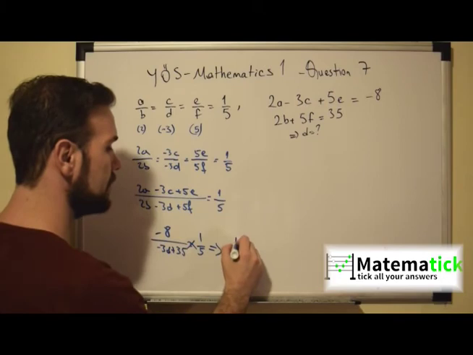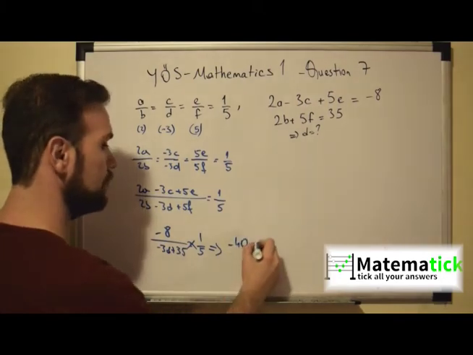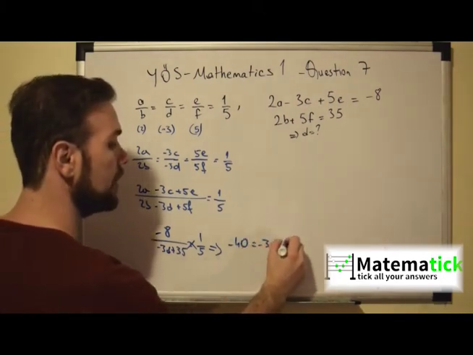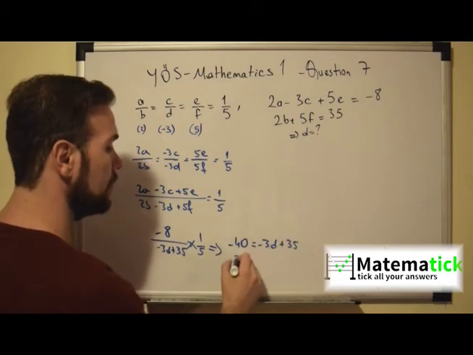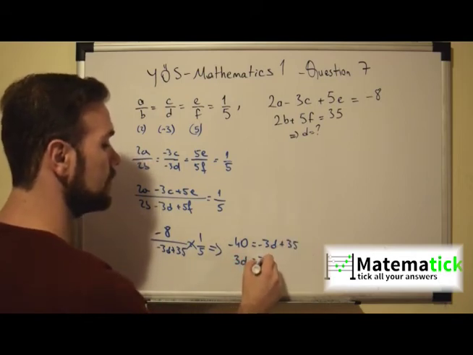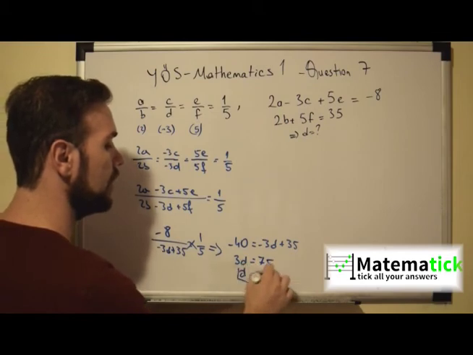So we have minus 40 which is equal to minus 3d plus 35, and that will be equal to 3d which is equal to 75, and d will be equal to 25.